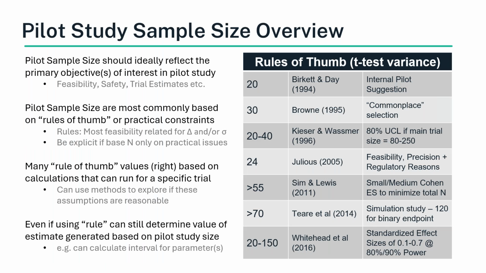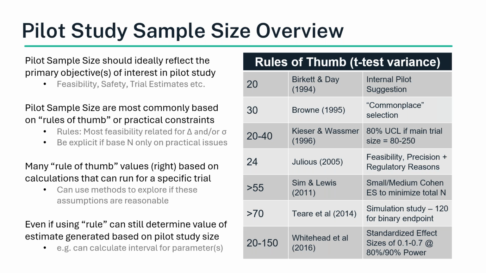So in terms of pilot study sample size, your pilot sample size should ideally be based on your primary objectives of interest. If you have a safety endpoint, you should ideally be finding a confidence interval for the safety endpoint, or a confidence interval for dropout or something else if you're worried about practical issues. The trial estimates you're getting really feed into the feasibility assessment, whether that be for the effect size or the variance, etc. If you read the literature, the majority of pilot sample sizes you're going to see are commonly based on what I call rules of thumb or heuristics, or realistically, they also take into account practical constraints.